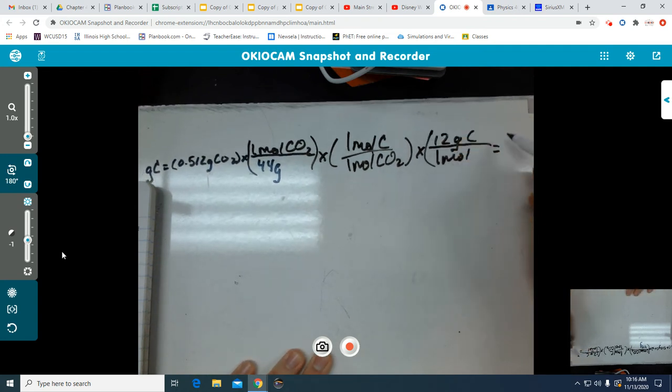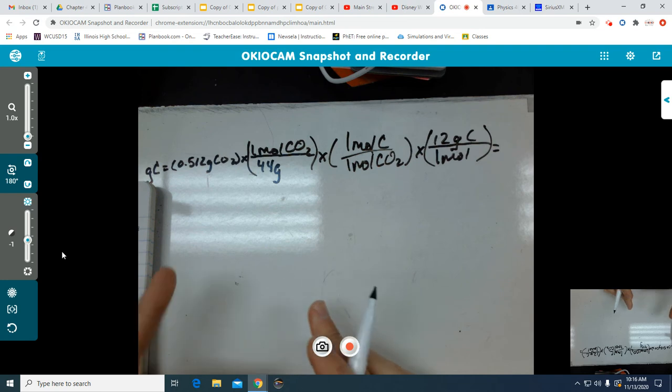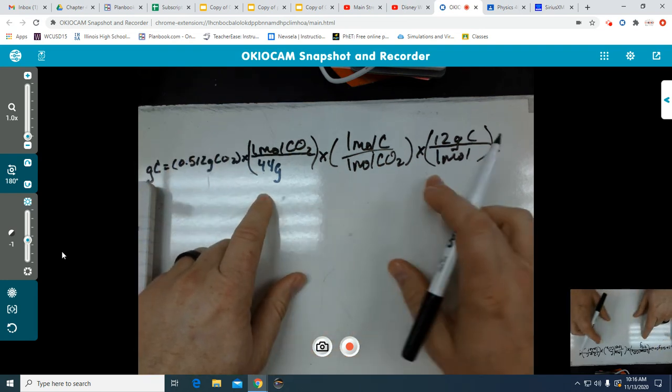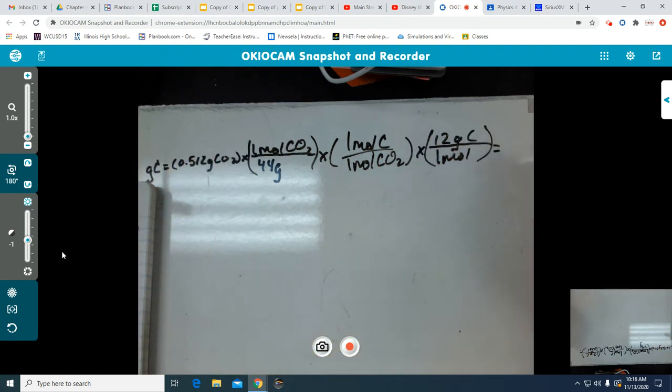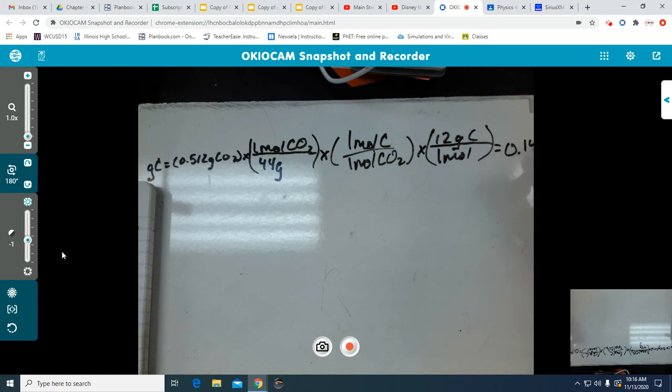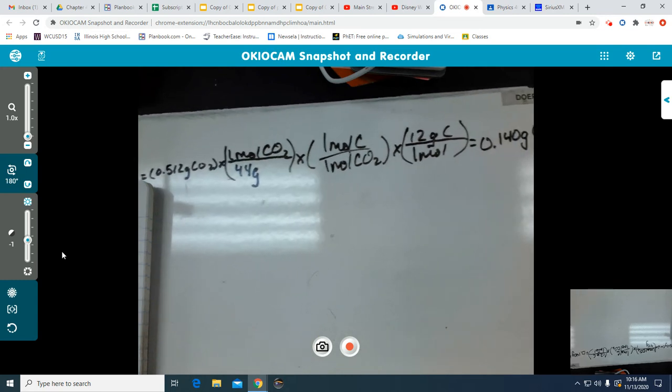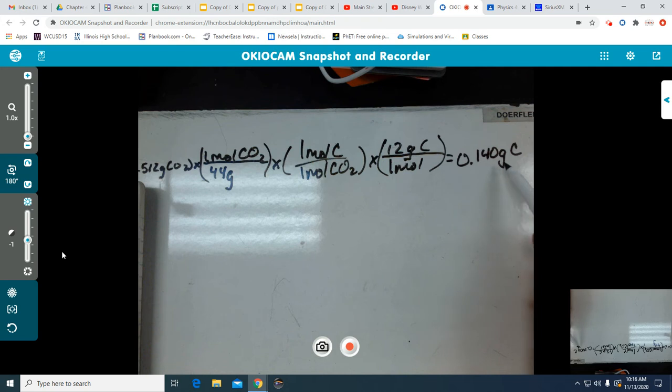So when we do our math here, take 0.512 divided by 44 times 1 times 12, we get 0.140 grams of carbon. 0.140 grams of carbon. So I've got that so far.